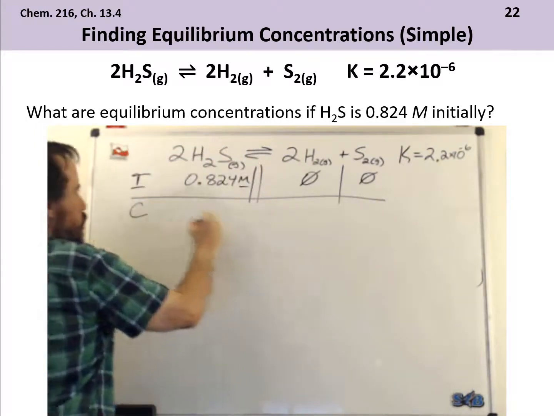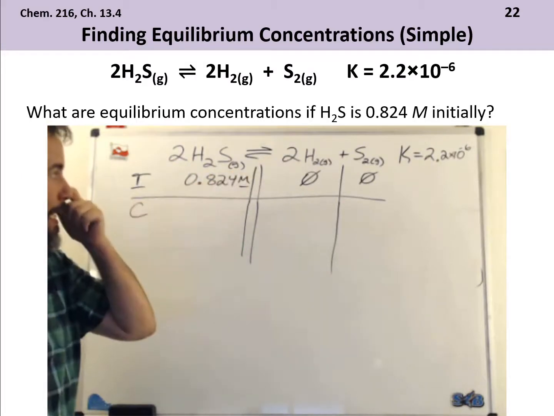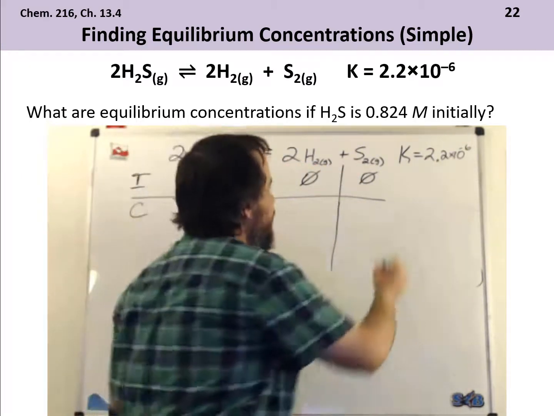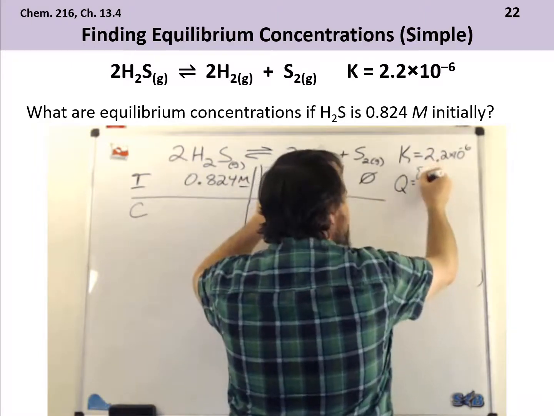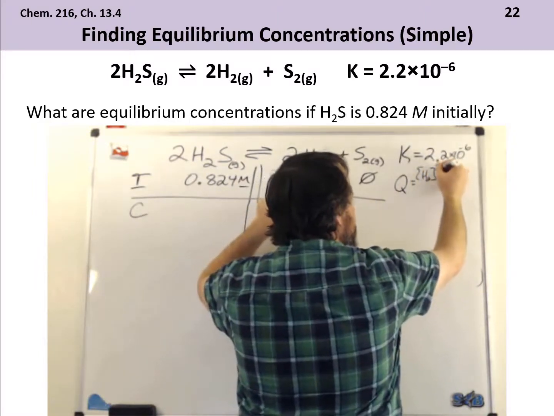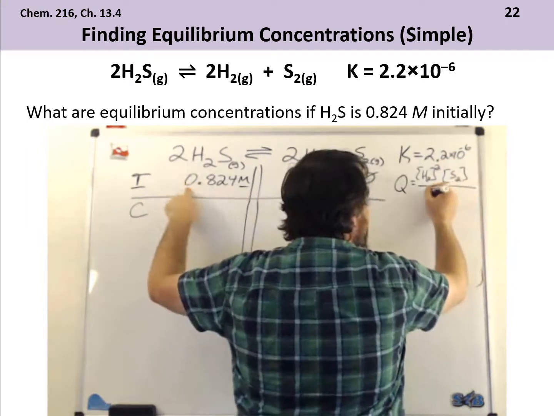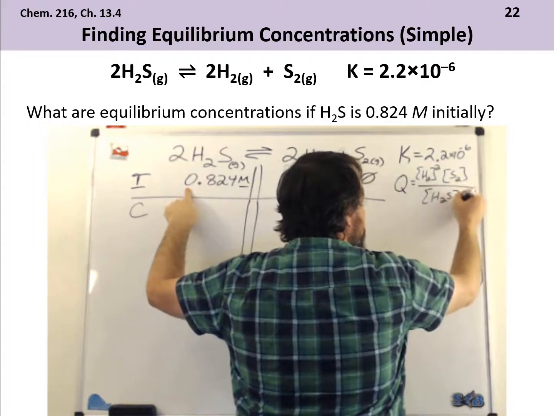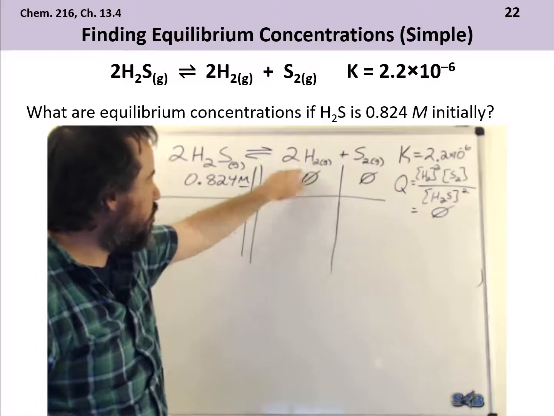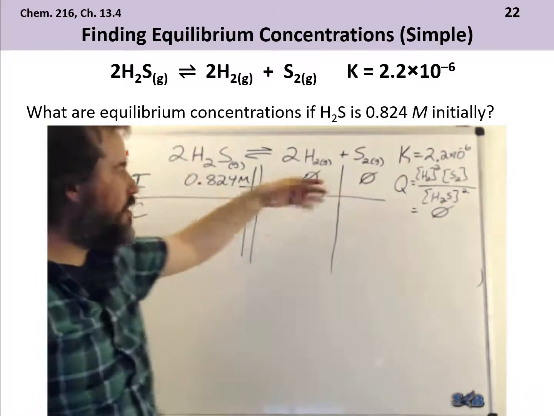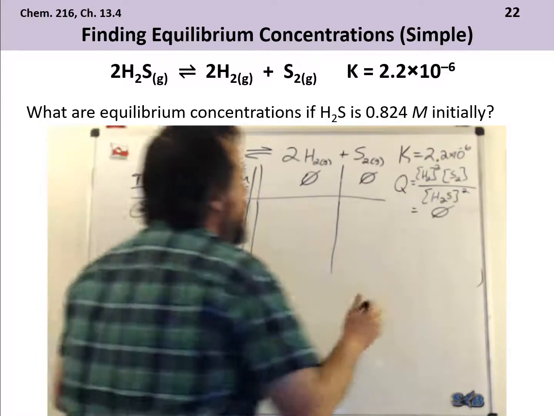Okay. So I go ahead and I start with my initial. Then I go and I plug those in for Q. Remember, Q is going to be H2 squared times S2 over H2S squared. That's going to give me 0, right? Because it'll be 0 squared times 0 over this. As soon as I know these are 0, it's 0. All right, so my Q is 0.